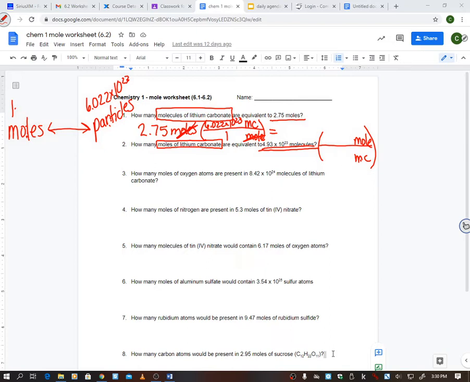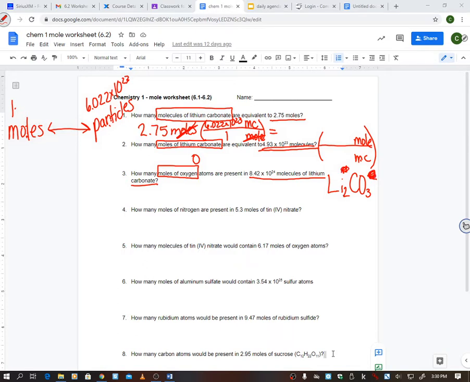Number 3, this is where we start to see, oh, we might get some 2-step problems. And I want you to be aware of how it's different from the previous 2. It says how many moles of oxygen, so I want just oxygen, are in 8.42 times 10 to the 24th lithium carbonate. Now here I'm going to go over this with you. This kind of walks through a little bit of chapter 5. Lithium has a +1 charge. Carbonate is on that special sheet. It has a -2.